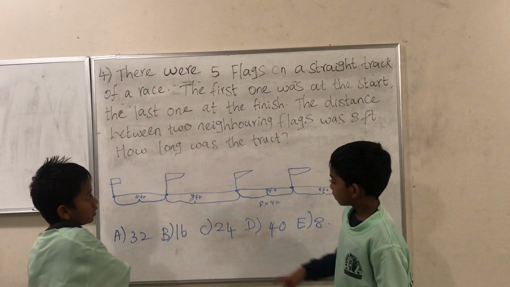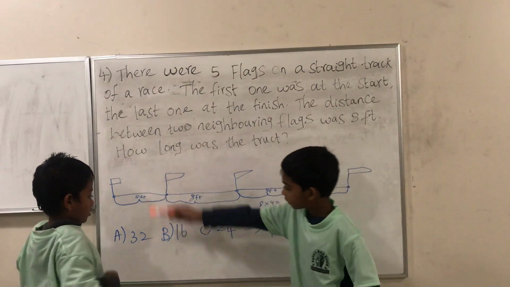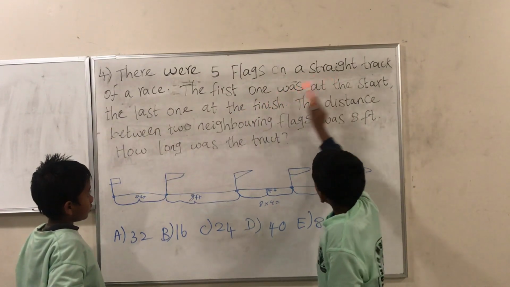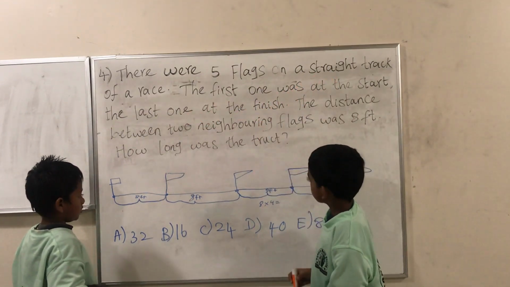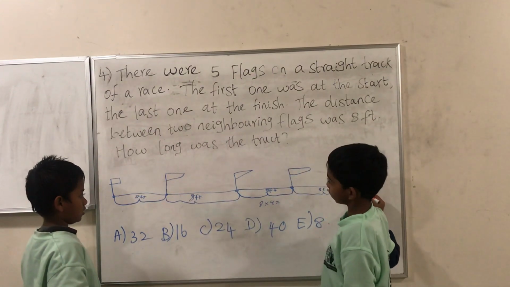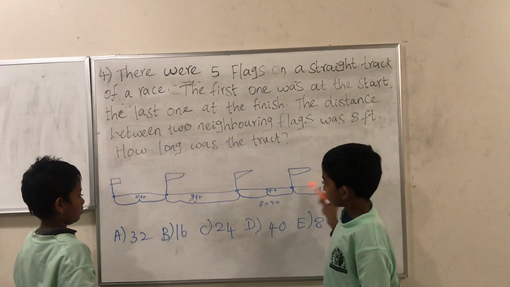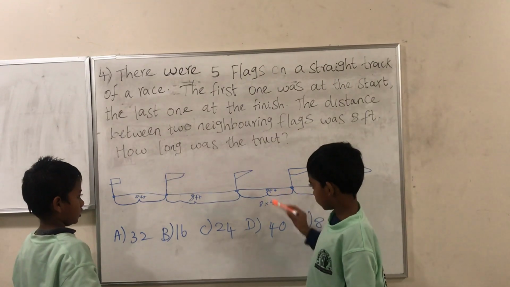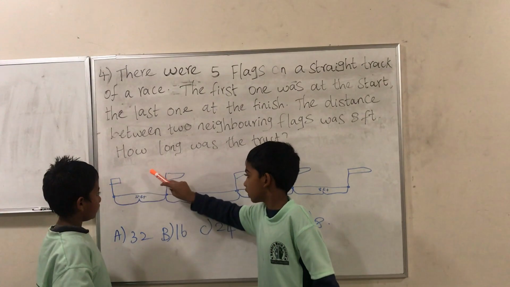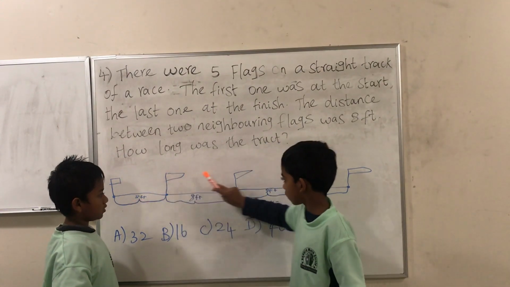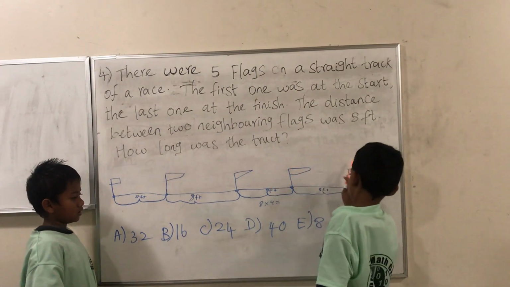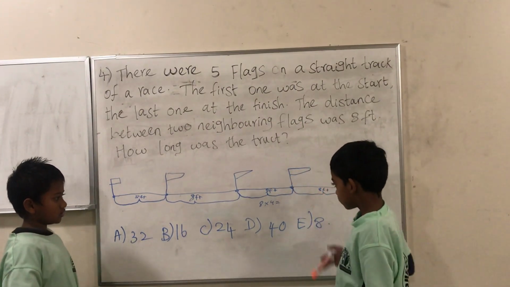So there are 5 flags. You can see 1, 2, 3, 4, 5 flags. The first one was at the start, while the last one is at the finish. The distance between 2 neighboring flags is 8 feet. We see here to here is 8 feet, here to here is 8 feet, here to here is 8 feet, here to here is 8 feet.